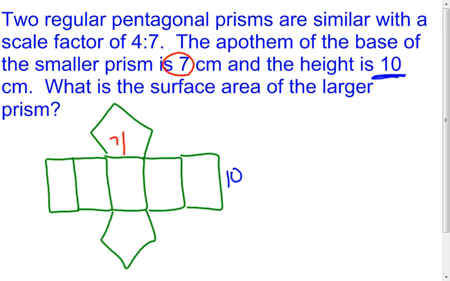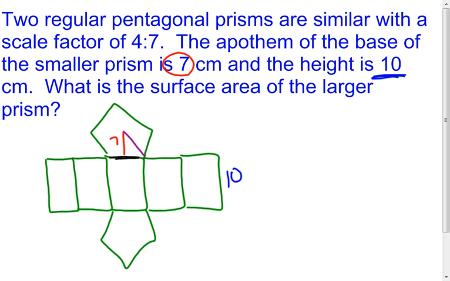So really what I need to figure out is how long is each side of my pentagon. Because if I know the length of the side, I'm going to know the length of all the sides of the rectangles as well. And I'll be able to find the area of the rectangles, and I'll be able to find the area of my regular pentagons. So I'm going to draw this in to help me out.